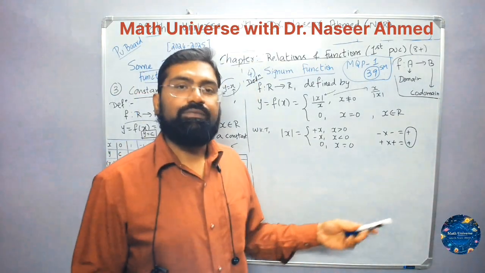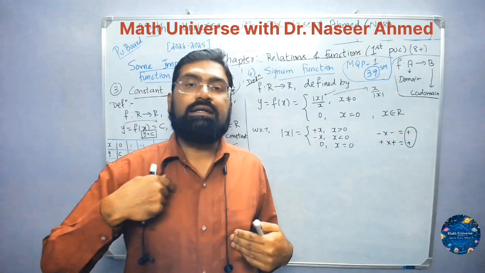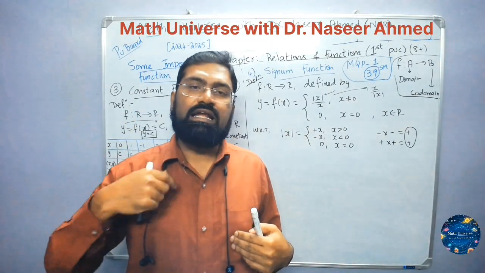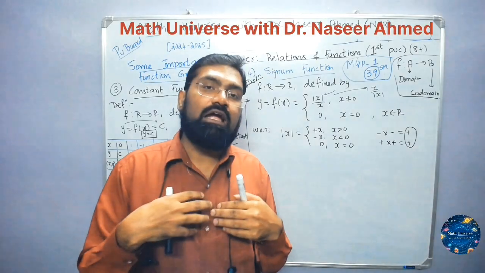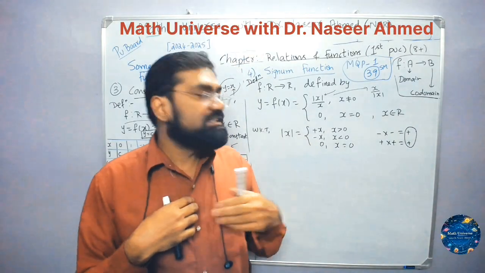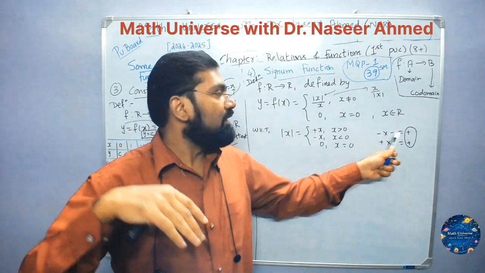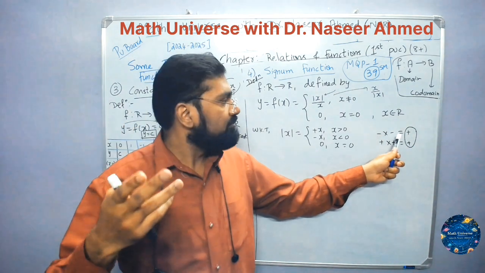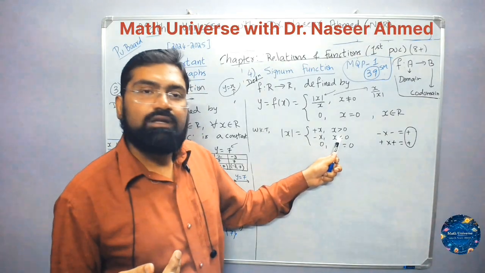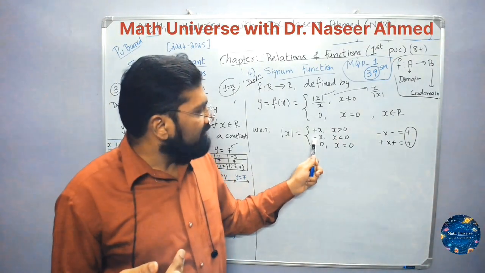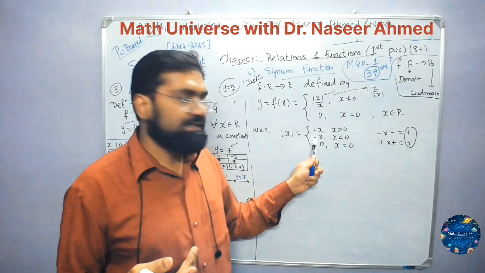Now see carefully. Let us assume for a while that I am inside the mod, and my target is to become positive. I am already negative. Which sign should I multiply to make myself positive? Minus. Minus into minus is plus. That's all you can see. When x is already negative, to remove the mod, x is multiplied by the minus sign.